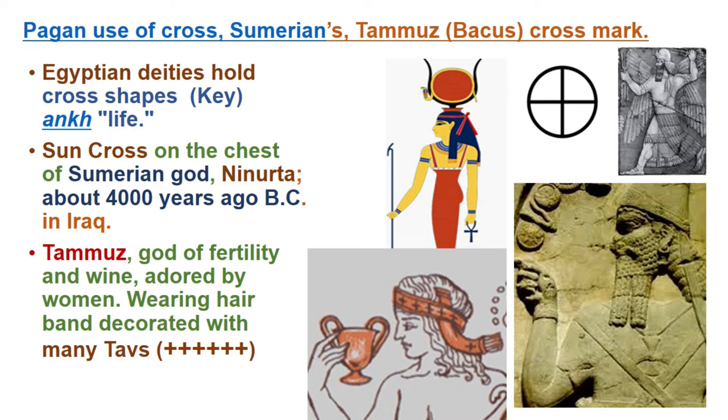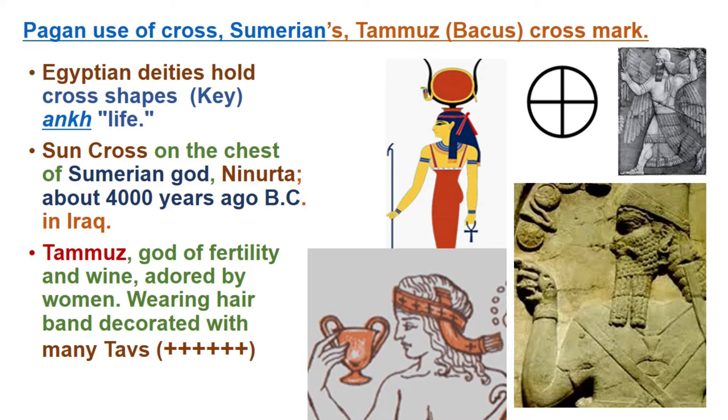And then another pagan use of the cross: Tammuz. Tammuz is a god of fertility and wine, equivalent to the Greek god of wine, Bacchus. In the Babylonian language, Tammuz was adored by women before the Babylon exile. Even Jerusalem women worshipped this Tammuz. Okay, this is the picture of Tammuz. Pay attention, he is wearing a hairband. Along the hairband, what kind of marks are there? Yeah, the hairband is decorated with many cross marks.